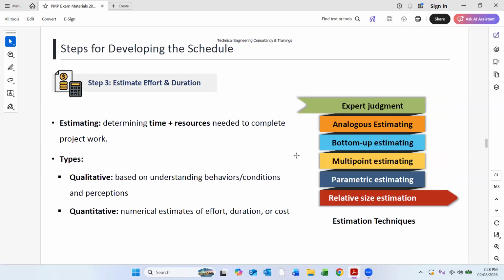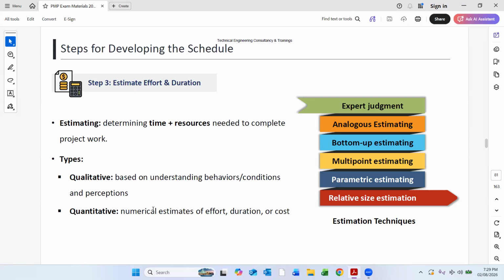Estimate, step three of the steps for developing a schedule: estimate effort and duration. Estimating determines the time plus resources needed to complete project work, like qualitative and quantitative. Qualitative is based on understanding the behavior, condition, and perceptions. Quantitative means numerical estimates of effort, duration, or cost. In qualitative, you should understand the behavior, condition, and perceptions, but in quantitative there are numbers and calculations.